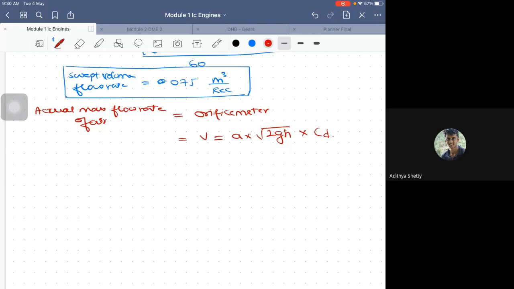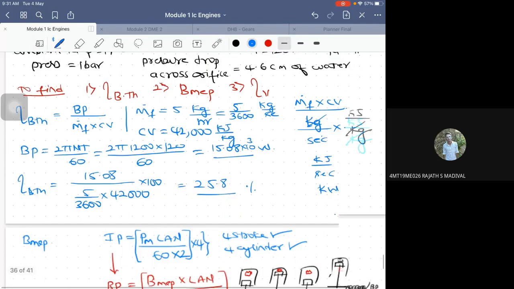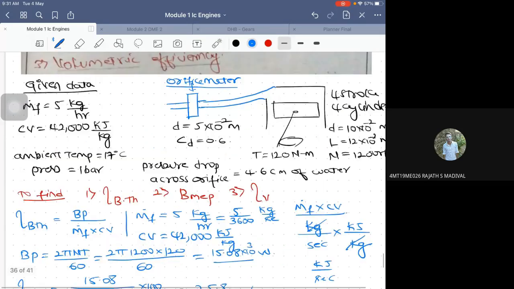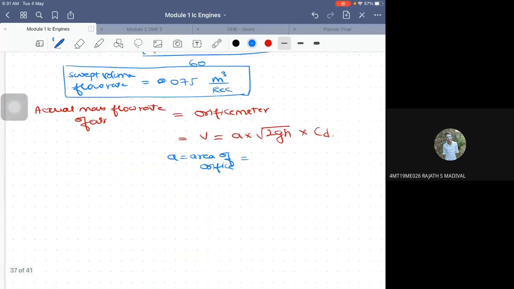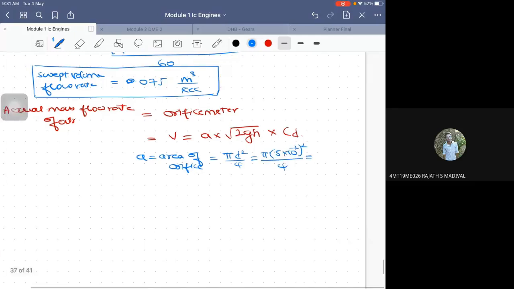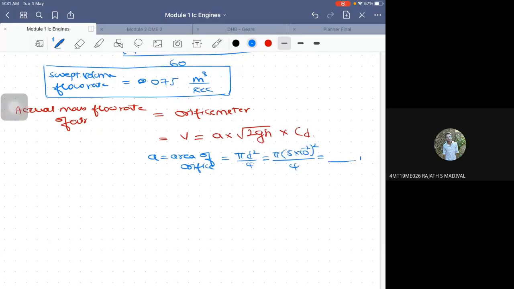In that, what is A? A is the area of the orifice. The diameter of the orifice is given, 5 centimeters. From that, you calculate the area of the orifice. So pi d square by 4. So it is pi into 5 centimeters into 10 to the power minus 2, whole square, divided by 4. Whatever you get, you will get in meter square, and keep that value aside.